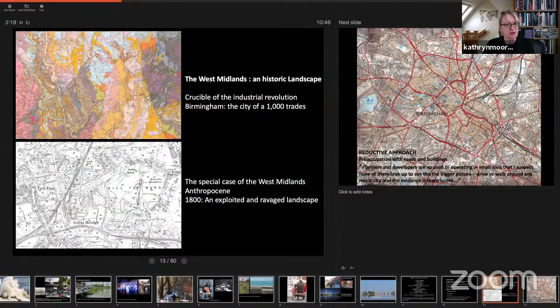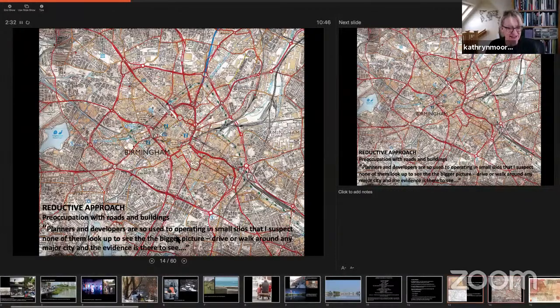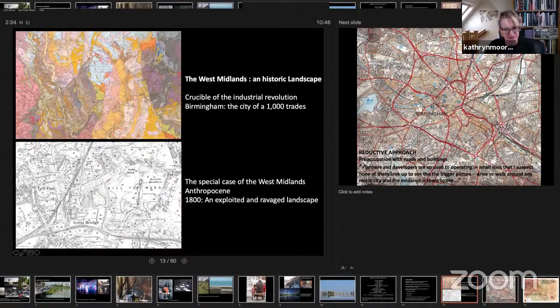I'm talking about the West Midlands because that's where I live and where I've been working for the last 10 years. It's the crucible of the Industrial Revolution. I live in Birmingham, which was once the city of 1,000 trades. The landscape, as you can see in the picture below, has for 200 years been dug up and exploited, it's ravaged.